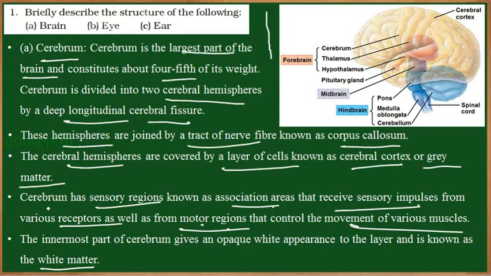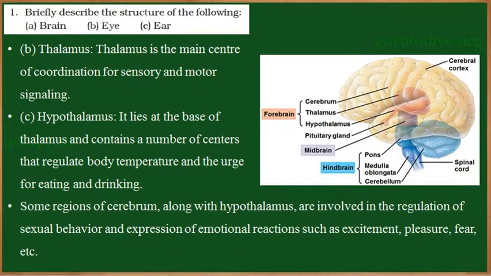So as a result, the cerebrum has all three regions: sensory region, association region and the motor regions. The next one is the thalamus. It is situated at the center of the cerebrum. It is the main center which acts as a relay station. It coordinates sensory and motor signaling.